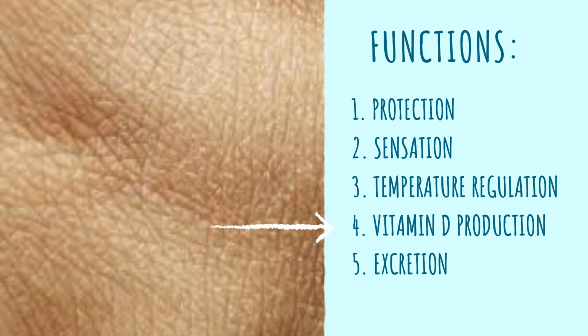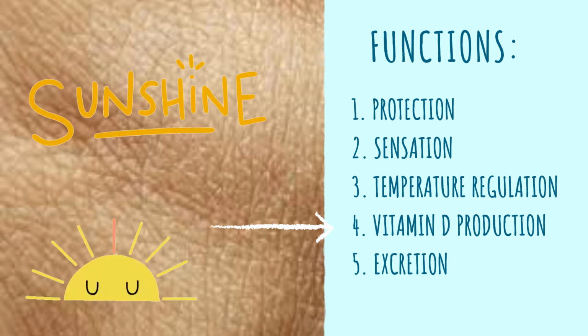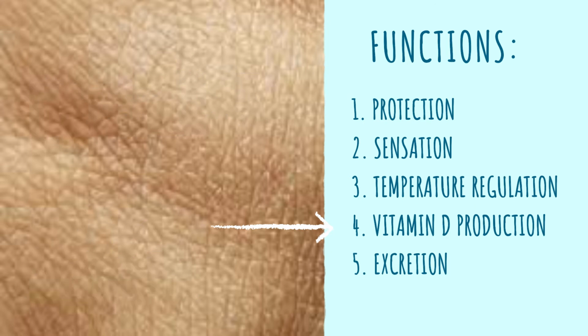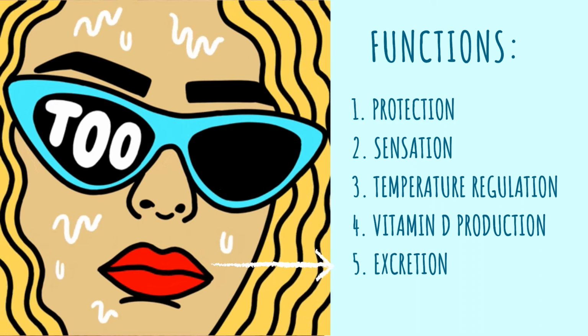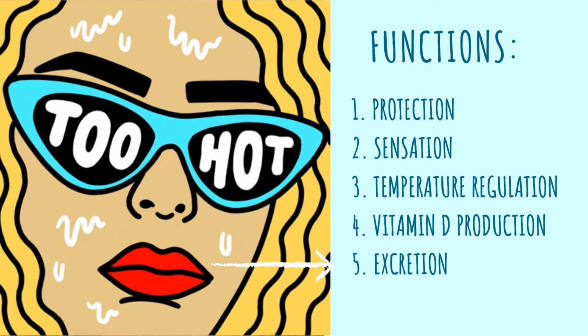Fourth, we have vitamin D production. Vitamin D is an important regulator of calcium homeostasis. It is synthesized from modified cholesterol in the skin by sunlight. Fifth, we have excretion. The skin aids in the excretion of urea and uric acid through perspiration. This is what we call sweat, and this is produced by the sweat glands.